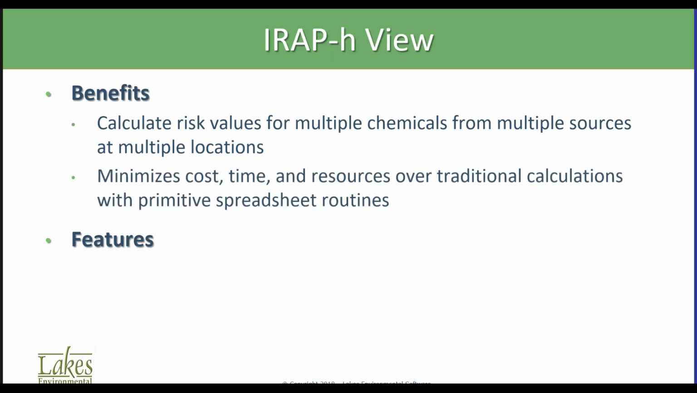So IRAP-h View minimizes the cost and the time and resources over the traditional calculation methods used back in the day, with huge complicated spreadsheets that needed to be triple and quadruple checked. With IRAP-h View, we've done all the QA for you. So you can rest assured that the cancer risk numbers you're getting out of IRAP-h View fully meet the standards of the protocol.